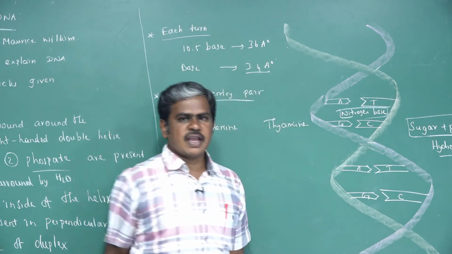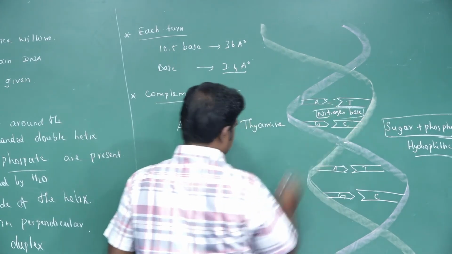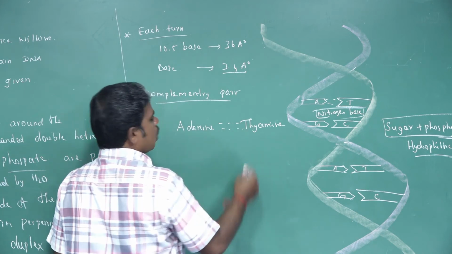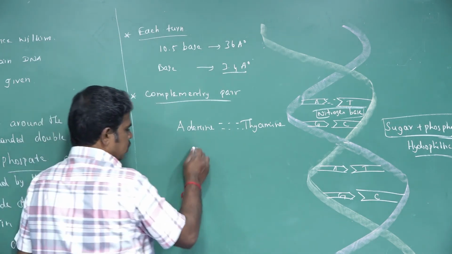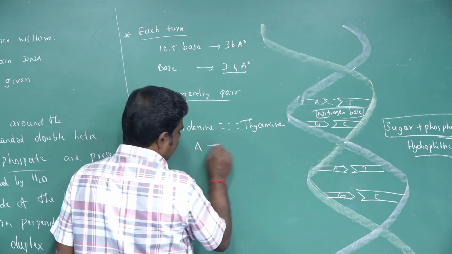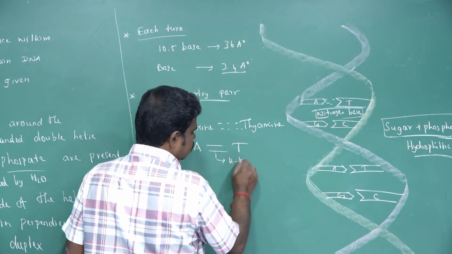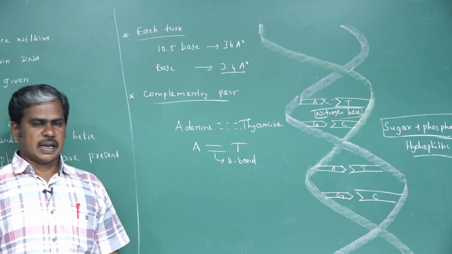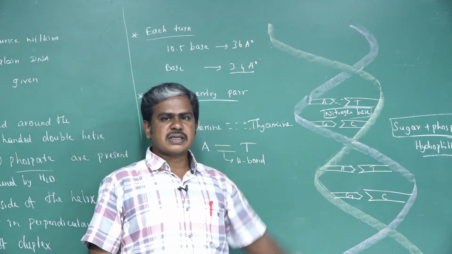Adenine is always bonded with thymine by hydrogen bonds. Here there are two hydrogen bonds present between adenine and thymine. So A is always joined with T by two hydrogen bonds. Now it is a complementary pairing, and we are taking another pairing, that is guanine and cytosine.